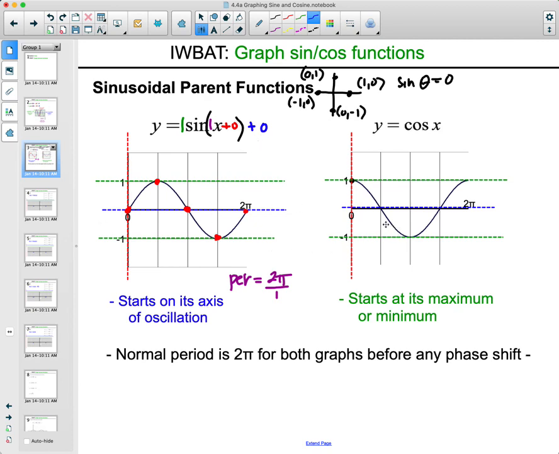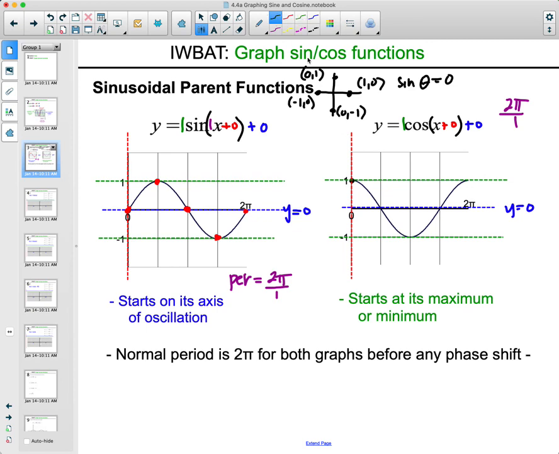So cosine is very much similar. Again, there's no phase shift. There's a +0 in here. The b value in there is 1. So the period is going to be 2 pi divided by 1, which is just 2 pi. And then there's no k value, or the k value is 0. So it stays on the x-axis. The axis of oscillation is just y equals 0. And the phase shift hasn't shifted. And then the amplitude is 1. So a max of 1 and a min of -1.